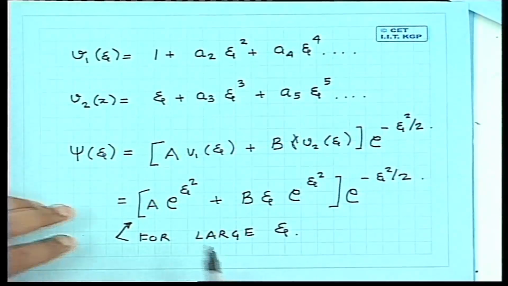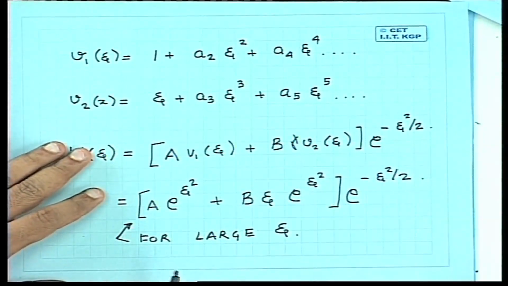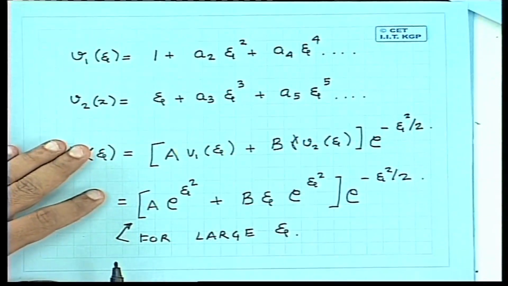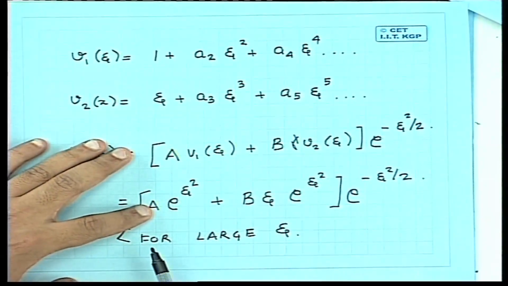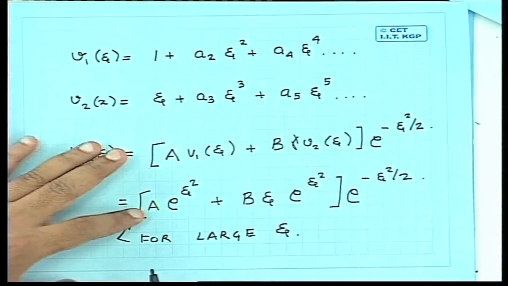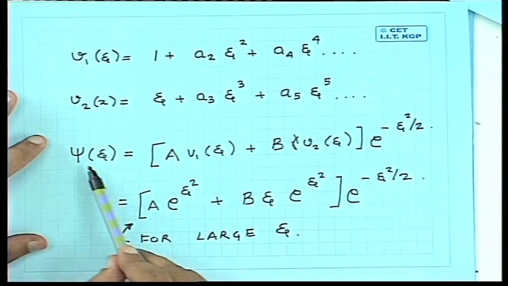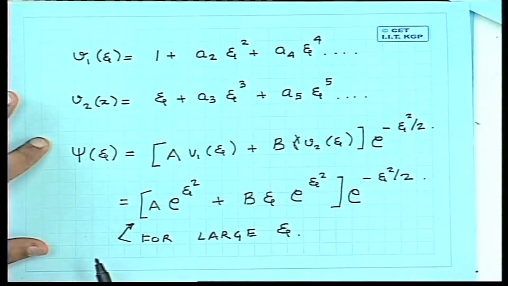Now let us look at the xi going to infinity limit. As xi goes to infinity, we find that this function blows up, this function blows up. There is no choice of coefficients a or b by which we can make these two cancel. So we are led to the conclusion that psi itself blows up as xi goes to infinity. The resultant product actually blows up as xi goes to infinity.